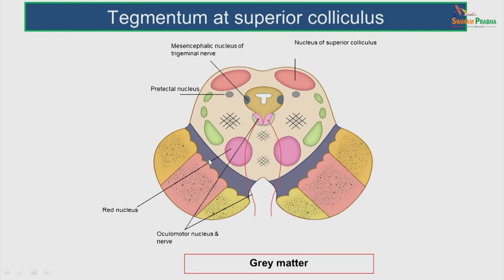Now, let us see the structures at the tegmentum at the superior colliculus level. Here we see the nucleus of the oculomotor nerve. Lateral to the periaqueductal grey matter, we can appreciate the mesencephalic nucleus of the trigeminal nerve, and there is an appearance of the red nucleus at the superior colliculus level. Just in front of the superior colliculus, we can appreciate the pretectal nucleus. This nucleus is important for the pupillary light reflex.